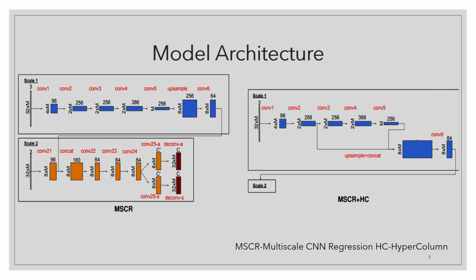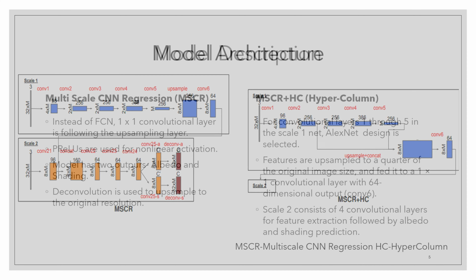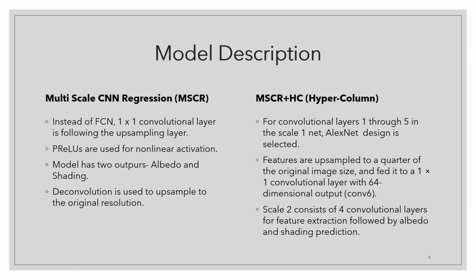Intrinsic decomposition requires access to all the precise details of an image patch as well as an overall gist of the entire scene. The multi-scale model of Eigen and Fergus for predicting scene depth has these ingredients, and our network architecture is based on it. They first extract global contextual information in a coarse subnetwork and then use that subnetwork output as an additional input to the finer scale network. In the MSCR architecture, instead of fully connected layers in scale 1, a 1x1 convolutional layer is used following the upsampling layer. This choice enables our model to run on arbitrary sized images in a fully convolutional fashion.